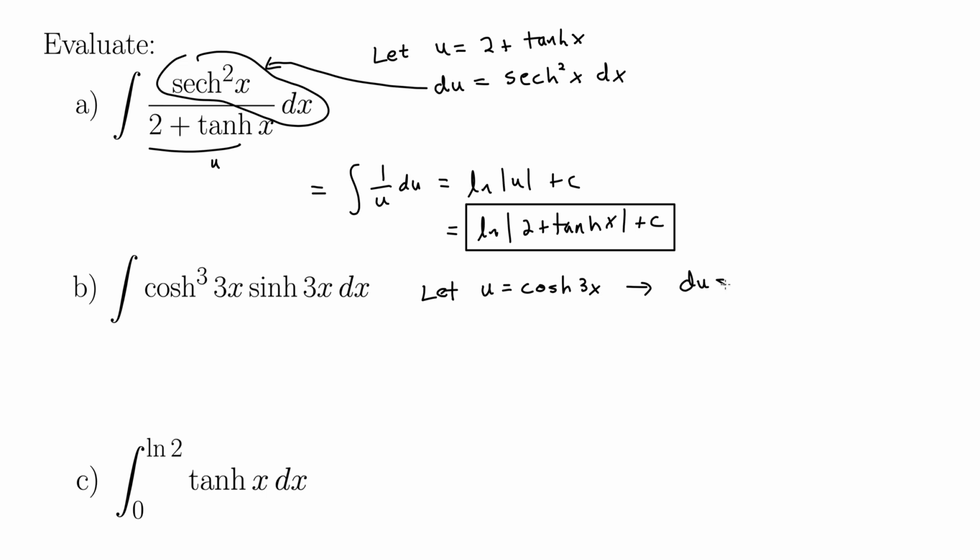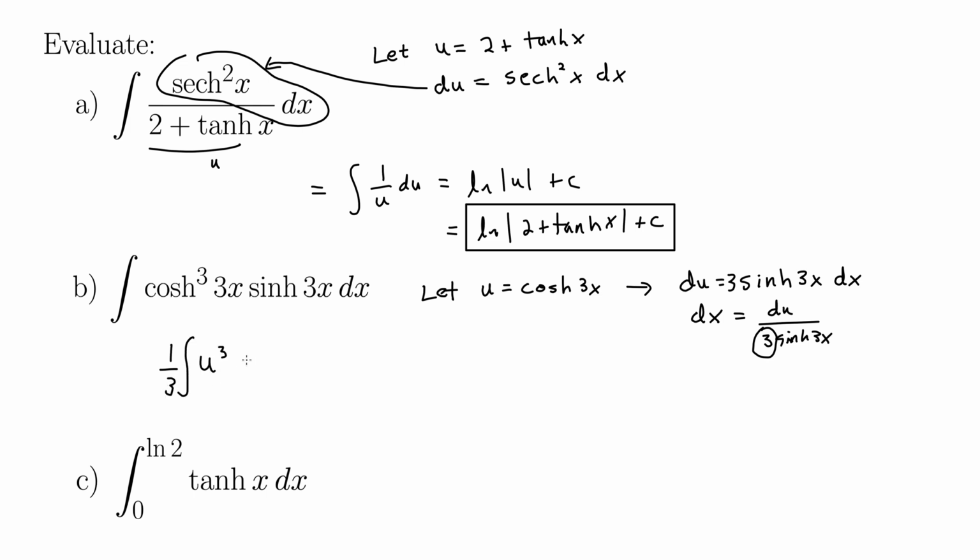Then du will be sinh of 3x times 3, derivative of the inside, so I'm just going to bring that 3 to the front: 3 sinh 3x dx. So then we can solve this for dx. dx then must be du over 3 sinh 3x. Plugging all this in gives us the integral. The important thing is we're going to have this 3 down in the denominator, so I'm just going to bring that out to the front of the integral. There we go, and what do we get?